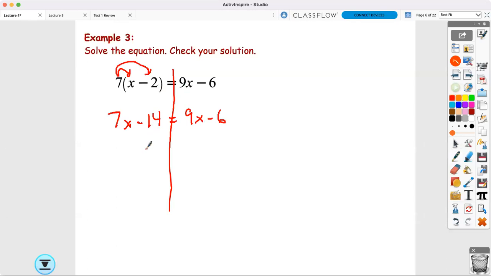And now we manipulate this equation to get x on one side and numbers on the other. So I'm gonna go ahead.